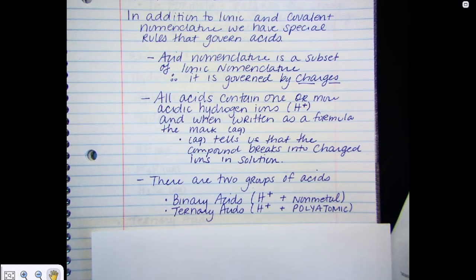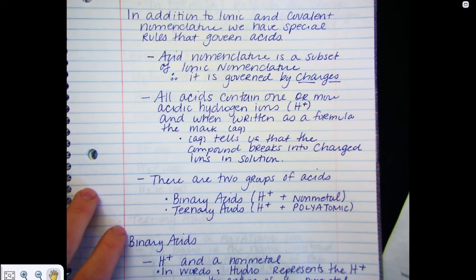The other type are ternary acids. This is an H+ with a polyatomic ion. And with our ternary acids, knowing the name of the polyatomic ion, we're going to then change the name following a set of rules just slightly to indicate that we're dealing with an acid.